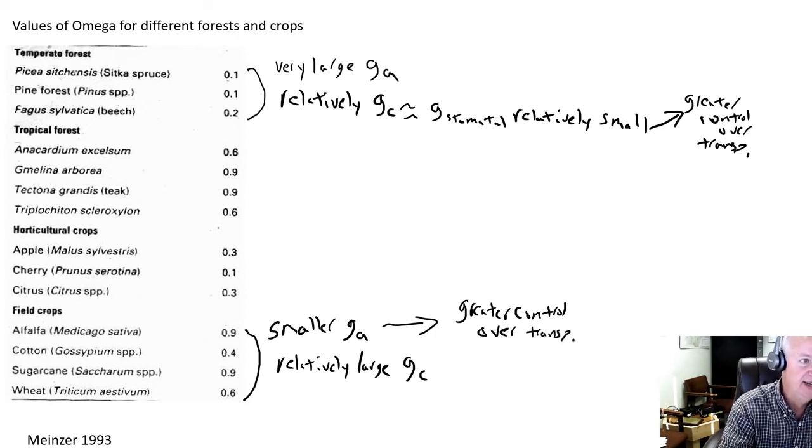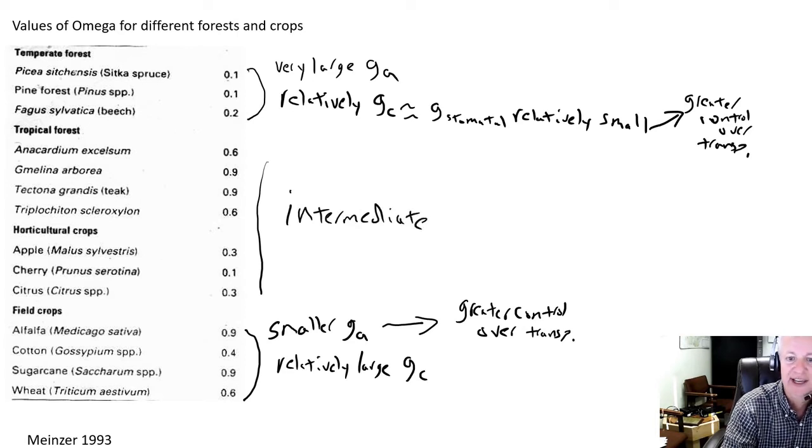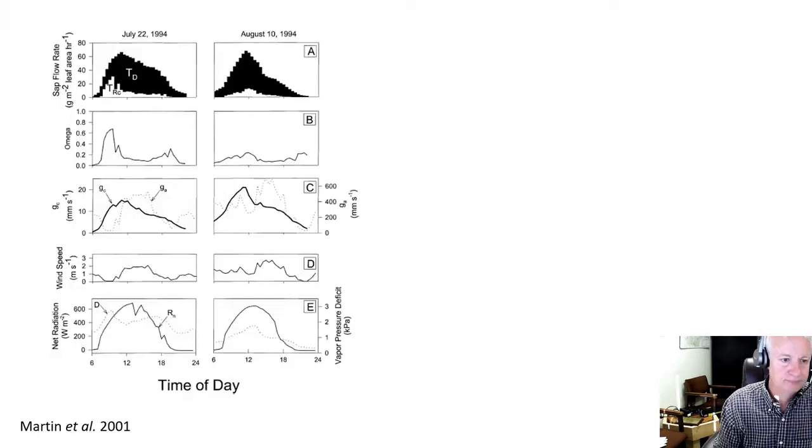And then some of these are intermediate values, where there's a relatively more even balance between the relative control due to boundary layer and stomatal or canopy conductance terms for controlling transpiration. In general, conifers are usually assumed to have relatively small values of omega, where then stomatal terms are really important for controlling transpiration, but that can vary.